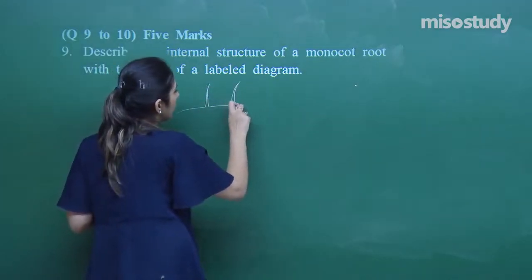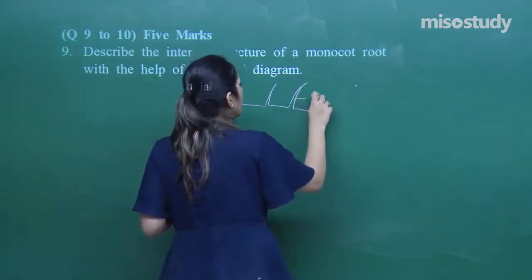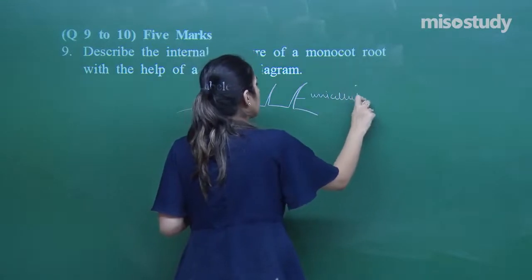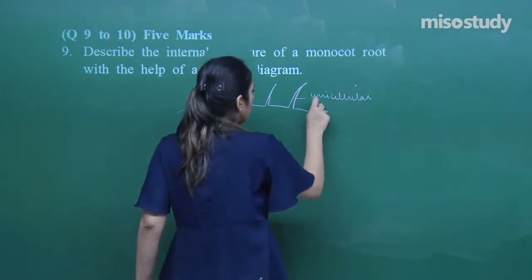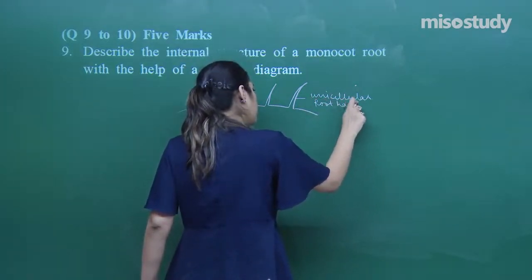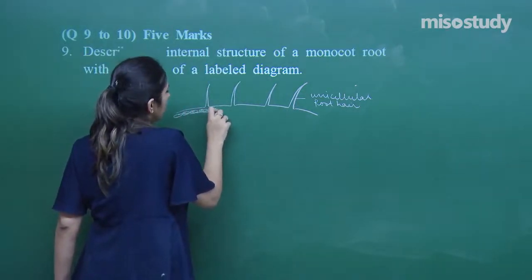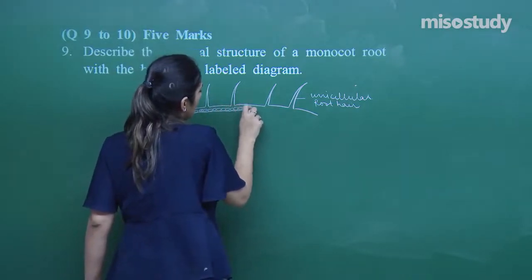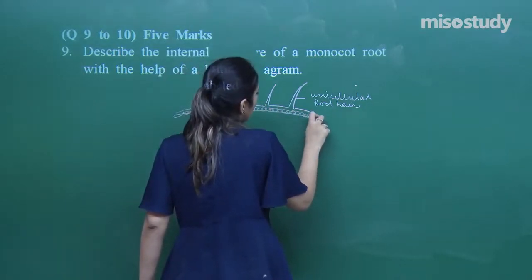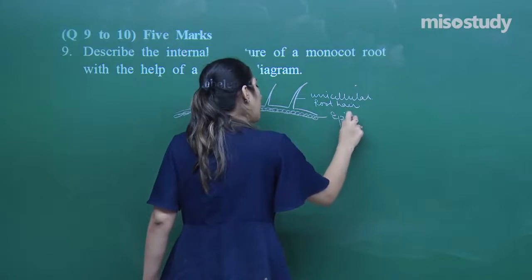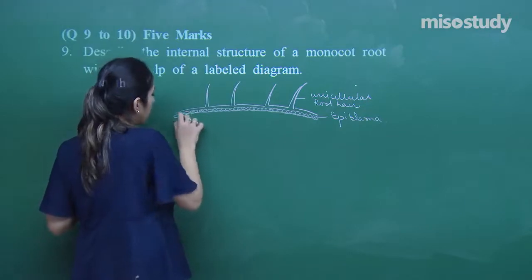Now, to talk about the roots. In roots, the unicellular root hairs are present. These are called unicellular root hairs. I am explaining with the help of a diagram, and in the diagram I will explain each and every point. Root hairs. After that, the epidermal cells are present, which are called epiblemma. After that, well developed cortex cells are present.